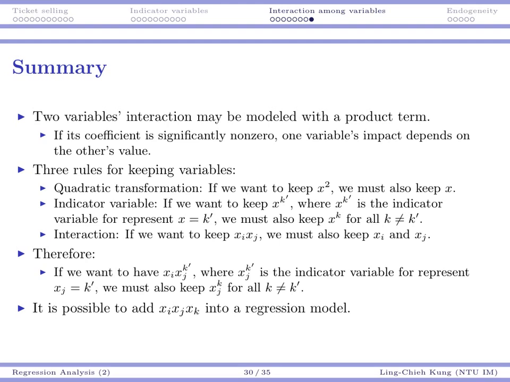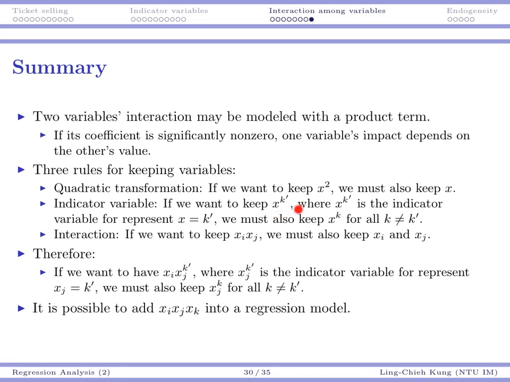Okay, summary. Two variables' interaction may be modeled with a product term. If its coefficient is significantly non-zero, then we can say one variable's impact on the dependent variable depends on the other's value. There are already 3 rules for keeping variables, and this is a summary across sections. We did one thing called quadratic transformation. And if we want to keep the higher order term x squared, then we must also keep x, so that the curve is complete. We have indicator variables.